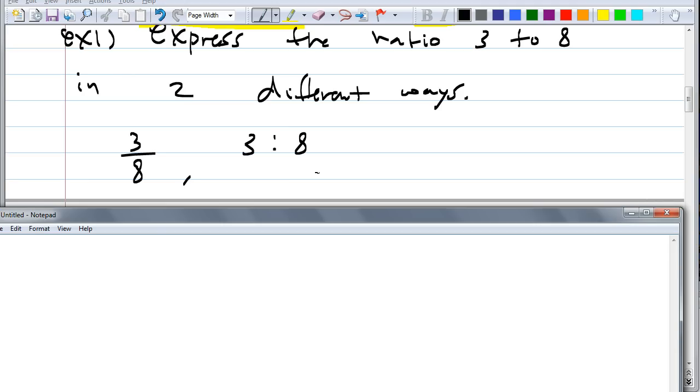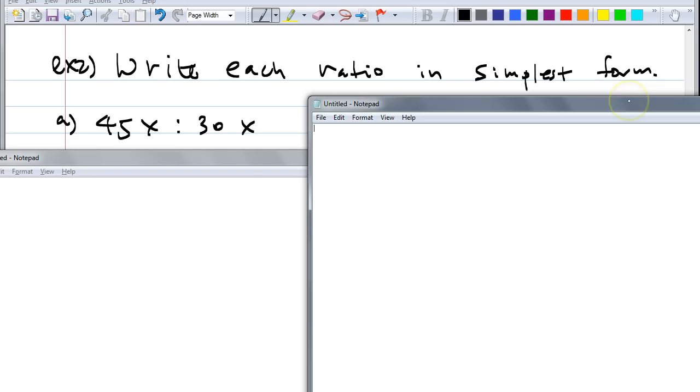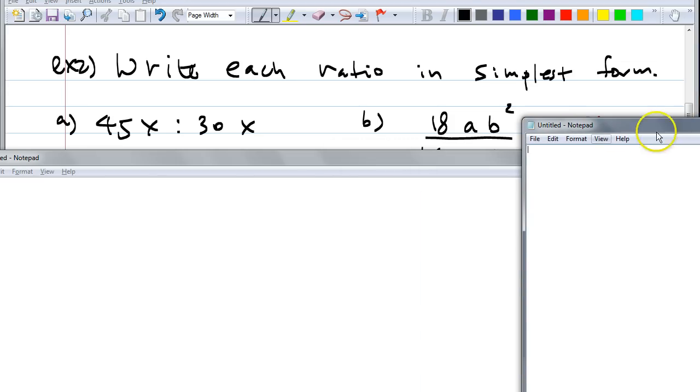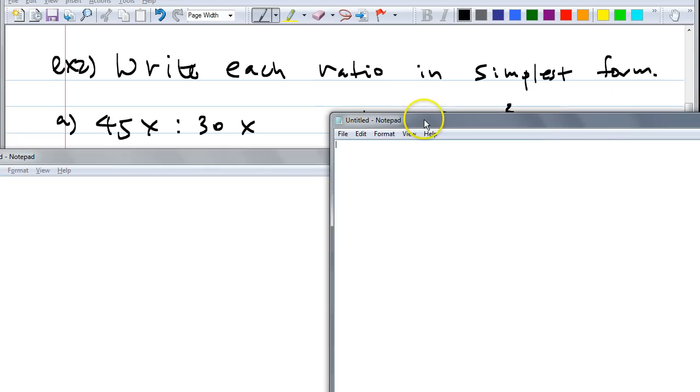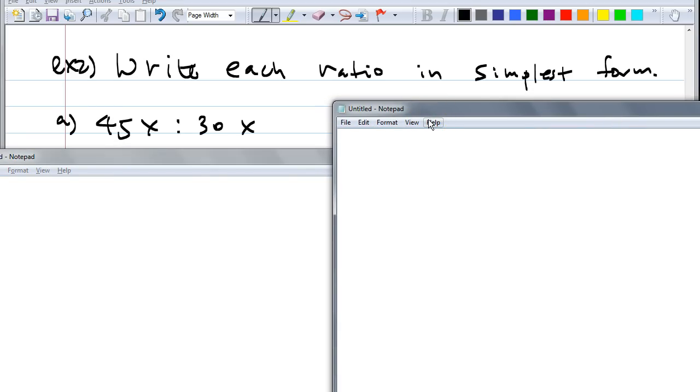Exactly. All right, let's move on to example 2. It says write each ratio in simplest form. I have two ratios for you, 45x to 30x, and then B. Let's just do A first. Go ahead and try A first, we'll do B in a minute. 45x to 30x, how would you write this in simplest form? How about Dakota? Yeah, divide by 15, right? What would you get?